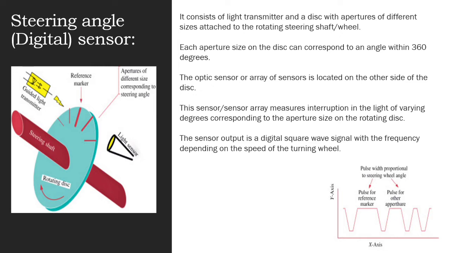First of all, the steering angle sensor has two types. One is the inductive steering angle sensor, another one is the digital steering angle sensor. Previously, my friend explained about the inductive sensor. Now I continue with the digital sensor.